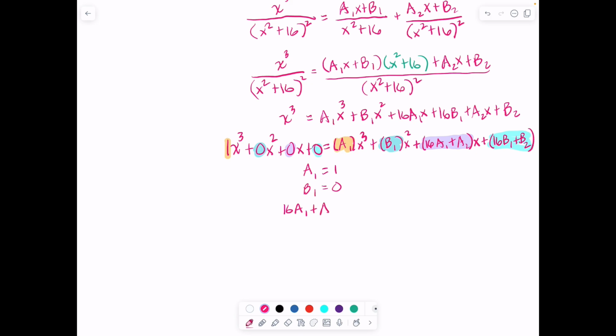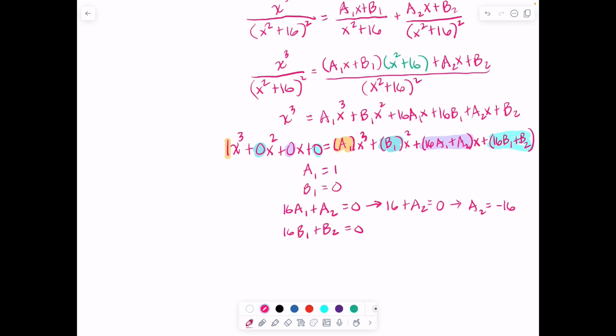16a1 plus a2, that's a2, and that was with the x term, is also going to be 0. And then 16b1 plus b2 will also be equal to 0. So just back substituting, I know that a1 is 1. So I'll have 16 times 1 is 16, plus a2 is 0. That's going to give me a2 is negative 16.